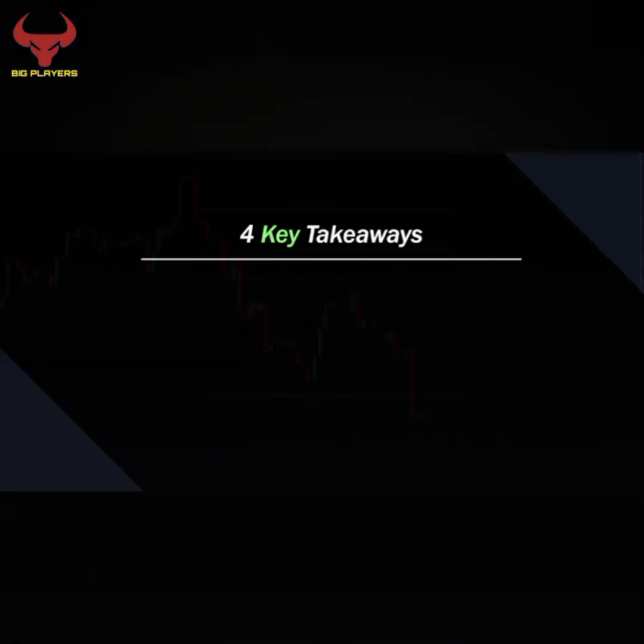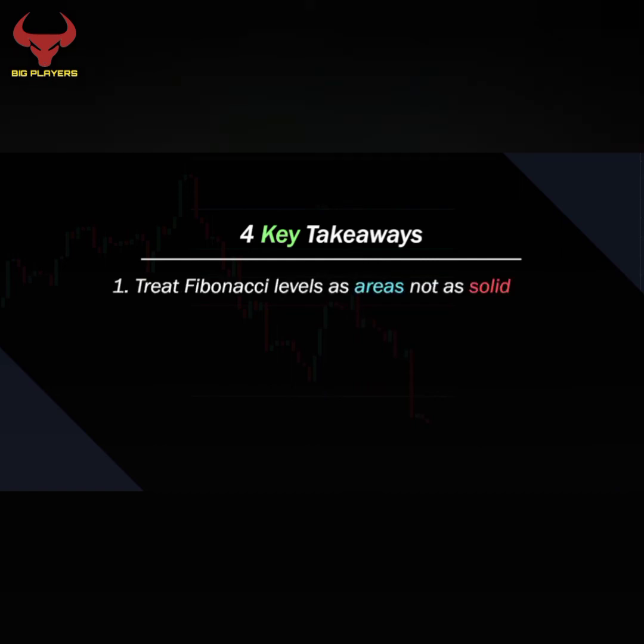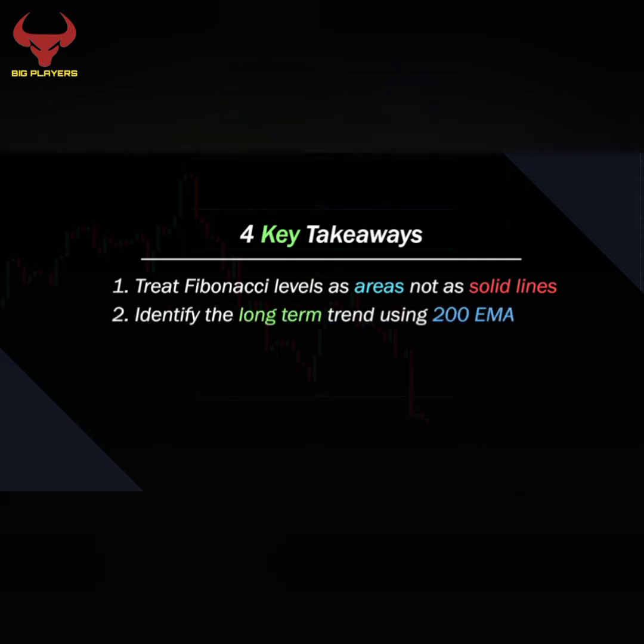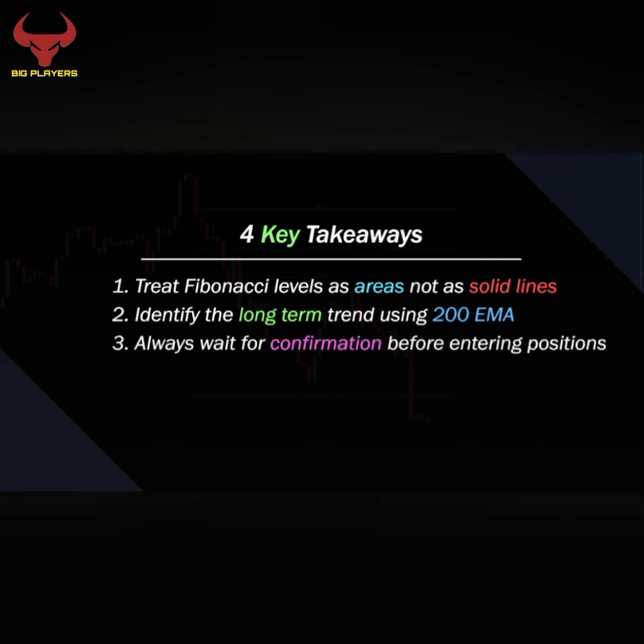Now to summarize, here are 4 key takeaways from the video. The first one is that Fibonacci levels behave exactly like support and resistance, so treat them as areas, not as solid lines. Second, before plotting the Fibonacci retracement, make sure to identify the long-term trend first, and you can do that by using the 200 EMA. Third, always wait for confirmation before entering a position.